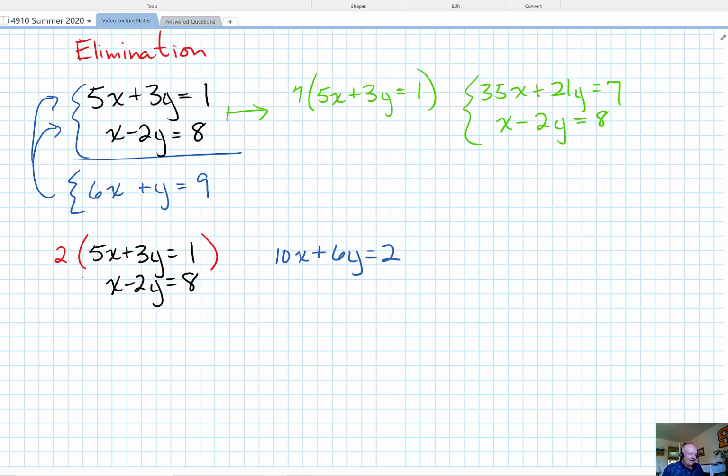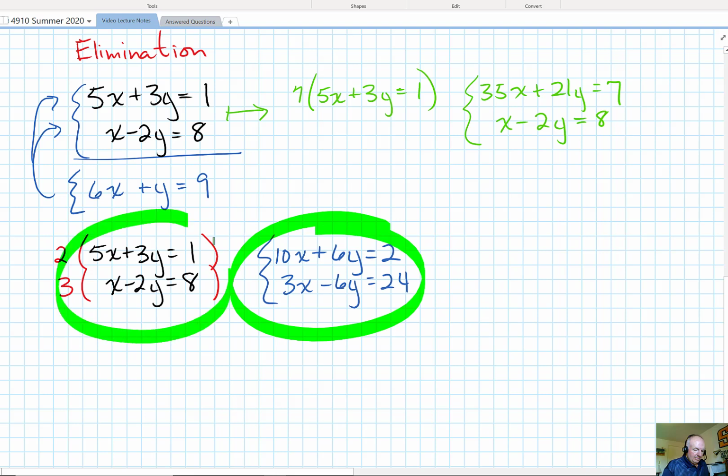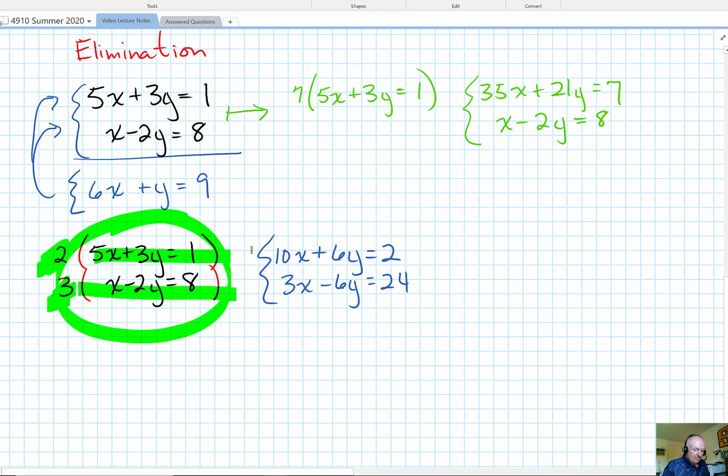Alright. Now, I'm going to multiply the second equation by 3. And when that happens, I get 3x minus 6y equals 24. And so that's going to be my new system, right? So I can change both equations, or I can just change one. In this case, I changed both. And this new system will have the same solutions as this system. All right. This system will have the same solutions as that system because all I did was scalar multiplication. Okay, but that's not enough.